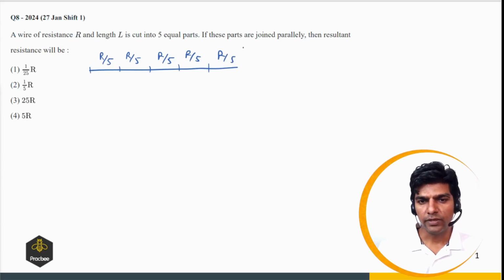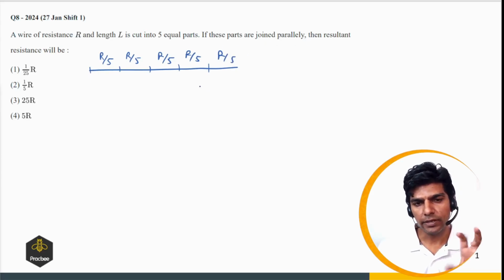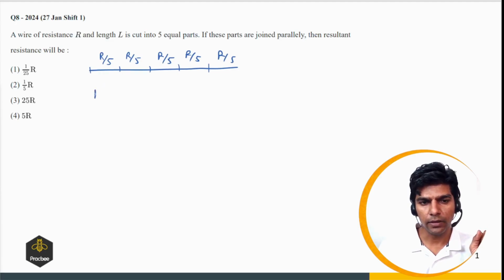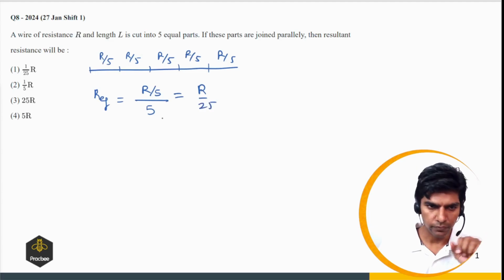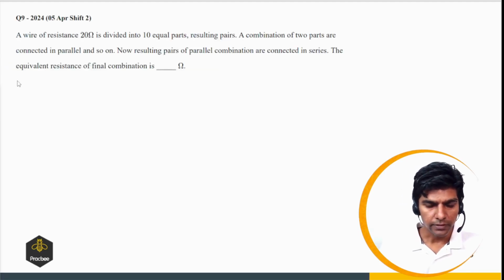If these parts are joined in parallel, then the equivalent resistance will be what? It will be the resistance of one of the parts divided by the number of parts in parallel. So it will be R by 25. So option 1 is the right answer. Let us see the next illustration.